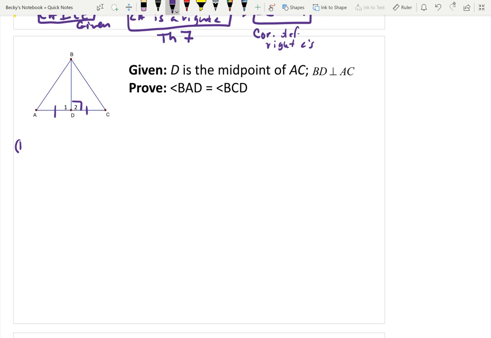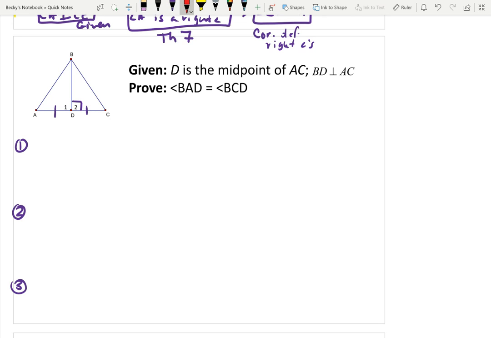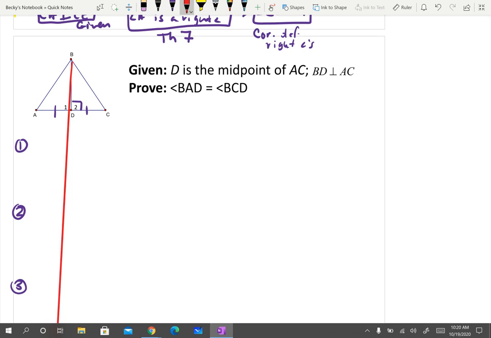I know there are going to be 3 steps. 2 things are given on the diagram, so I need to look for something that's hidden. Now, I see that this segment BD is part of the left triangle and part of the right triangle, so it's not going to change size. Segment BD is the same length on the left triangle as on the right triangle. So it's called being reflexive. Remember that from before? When a segment is equal to itself, BD is equal to BD.